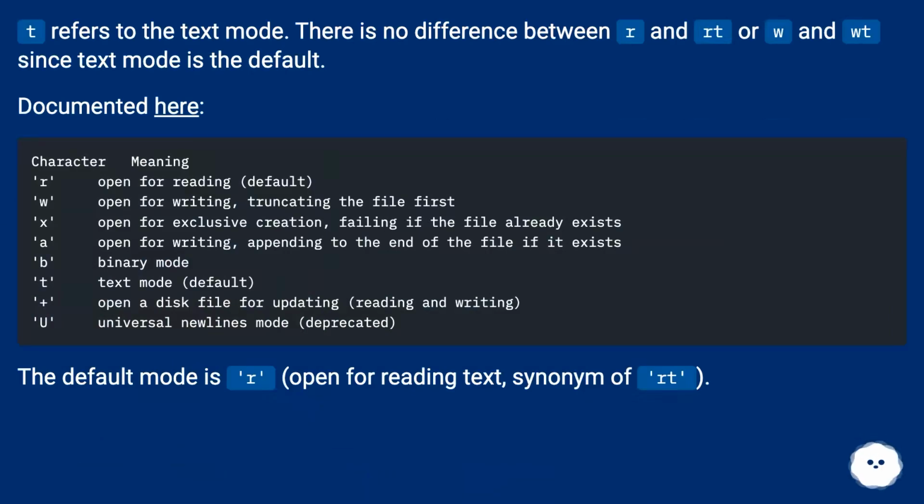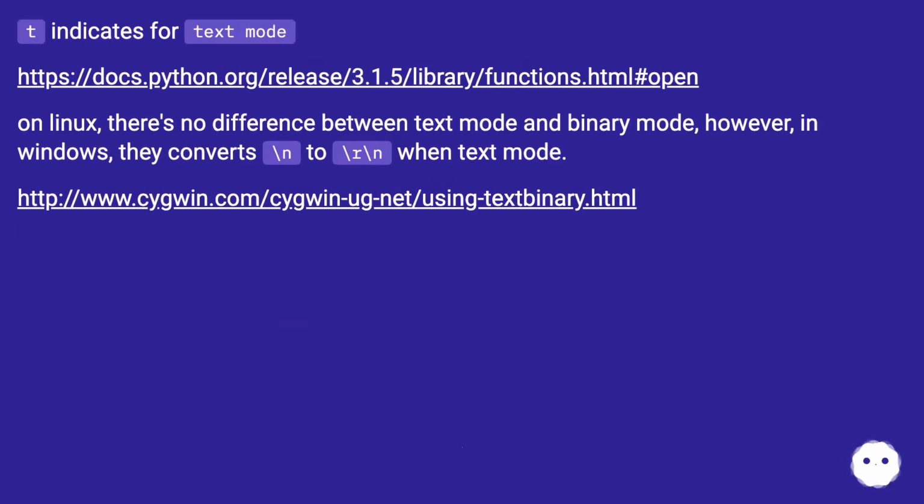T refers to the text mode. There is no difference between R and RT or W and WT, since text mode is the default. Documented here: the default mode is R, open for reading text, synonym of RT. T indicates text mode.